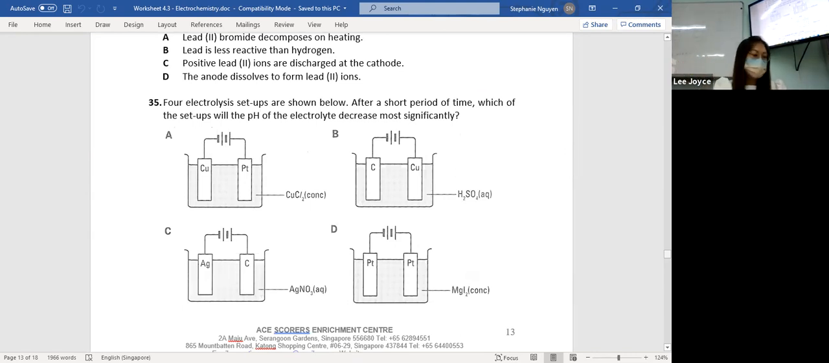pH decreases most significantly means that it's becoming more and more acidic. So why is it C? What will be discharged? Same thing, the silver ions will be discharged at the cathode because they are more suited to be discharged than the H+ ion. So what's left in the solution will be H+ ion and nitrate ion, which combine to give nitric acid. So the resultant electrolyte will be acidic.